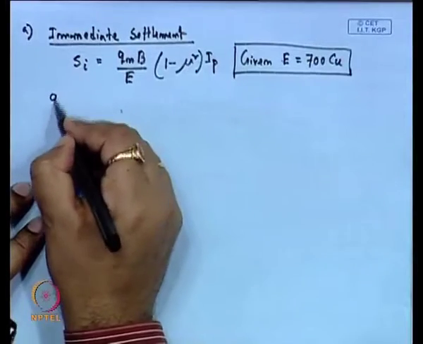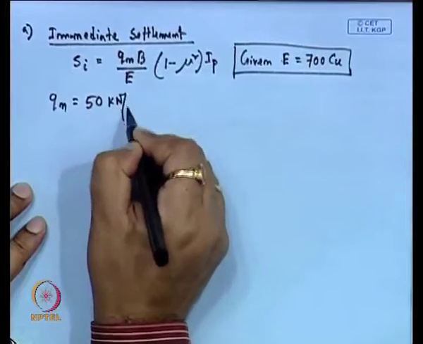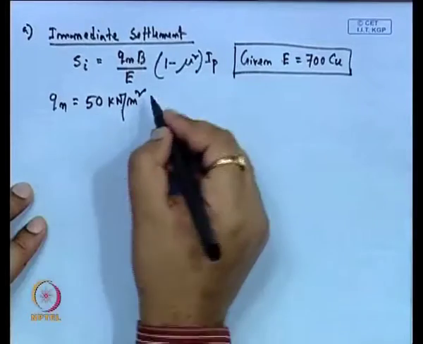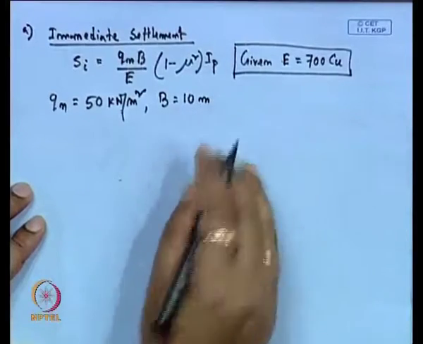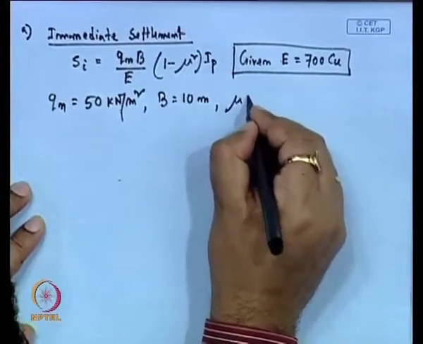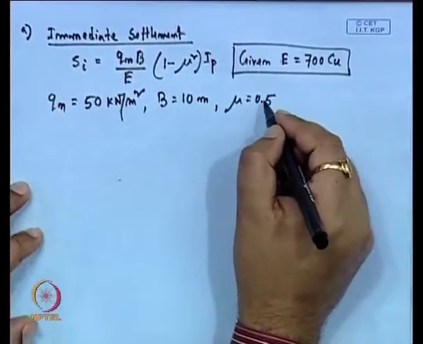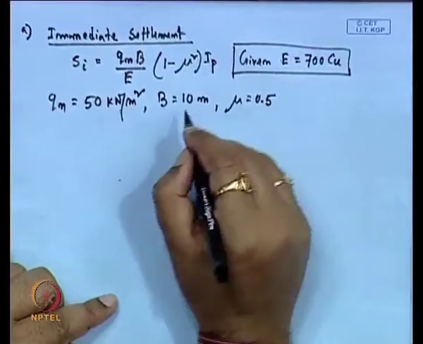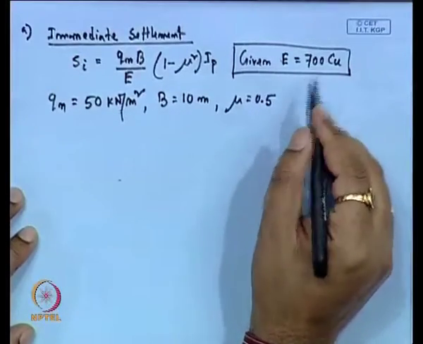Now, that means Qn is equal to 50 kilonewton per meter square for this particular condition, B is equal to 10 meter, and for the clay, mu is considered as 0.5. Now we will calculate the influence factor.